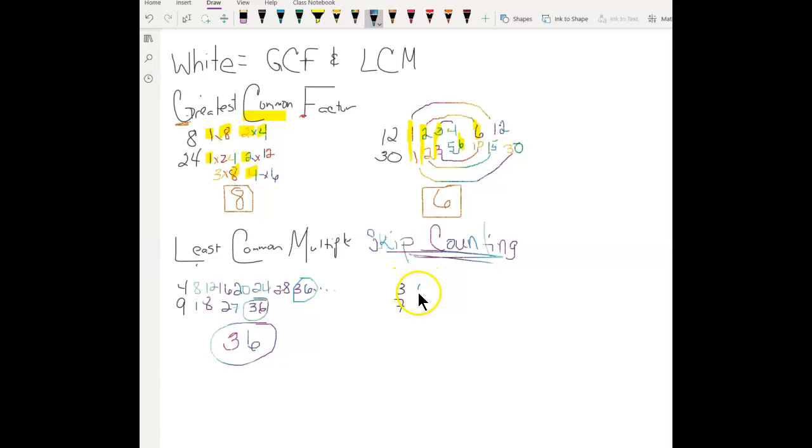Skip counting our 3s. 3, 6, 9, 12, 15, 18, 21, 24, 27, and it keeps going. 7, 14, 21. Look at that, 21. Woohoo! Our answer is 21. We're done. All right. Woo! You have been very patient, but this is going to help you if you use it. Okay?